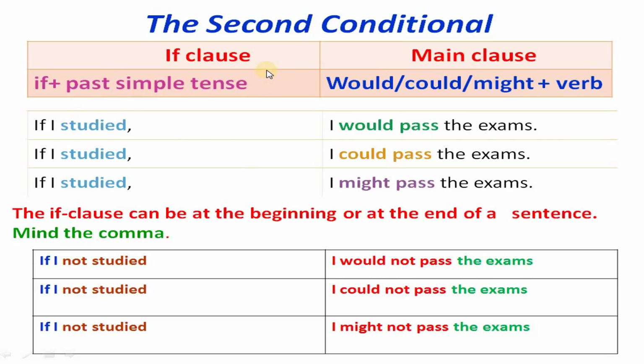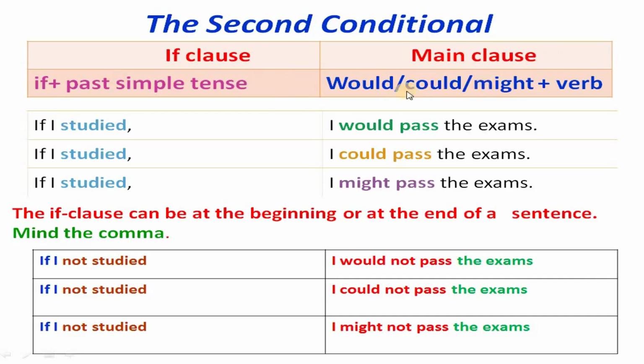Mind it, in the zero conditional it is anytime, nothing changes. In the first conditional, present simple is there, and in the main clause we are only adding will. But in the second conditional, if is there, and after that past simple is used. In the first conditional it is present simple, but in the second conditional it is past simple.